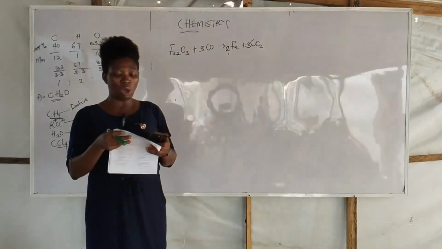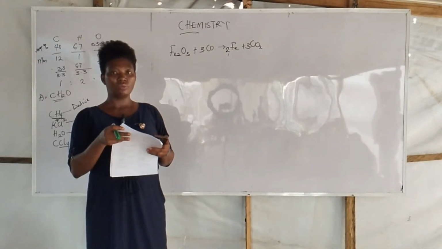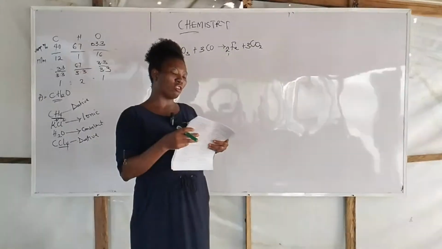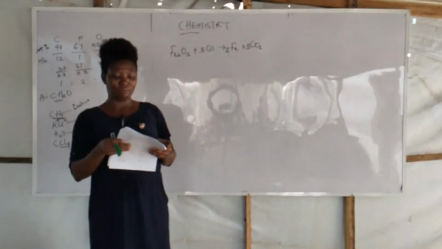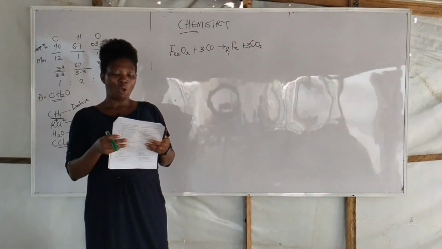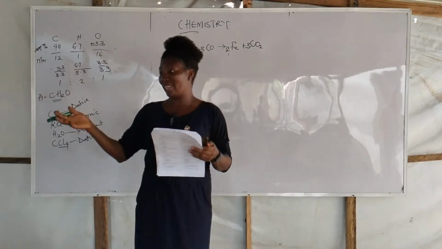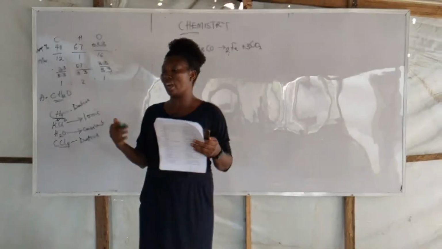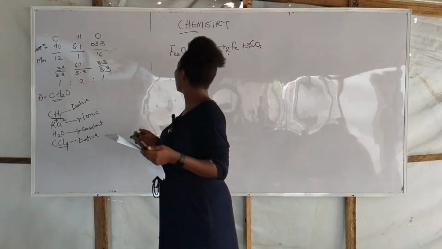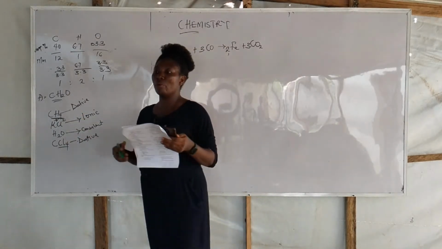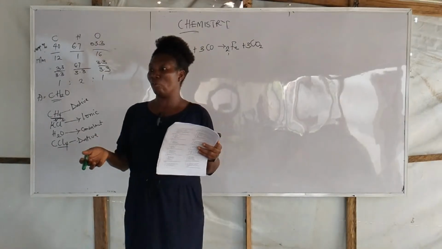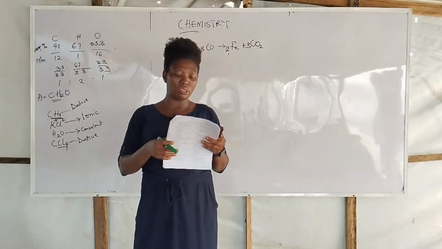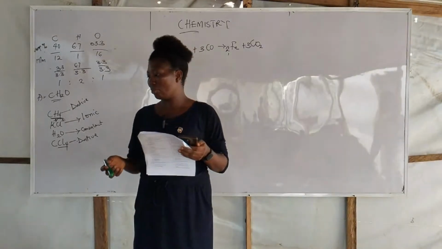Next question says, what volume of oxygen is required to burn 4 moles of methane completely? What volume of oxygen? It's related to what we've done earlier. Do you remember the question when we were asking for the volume of carbon dioxide? Are you getting me? So what volume of oxygen is required to burn 4 moles of methane completely?